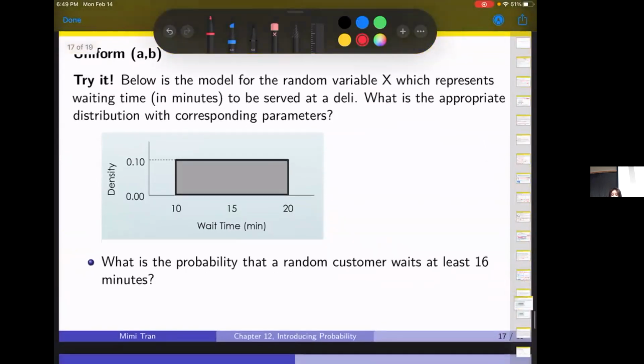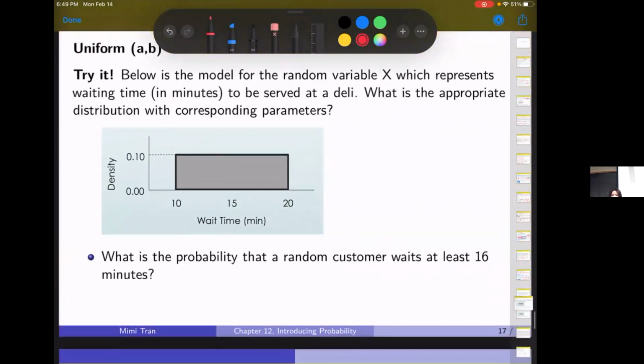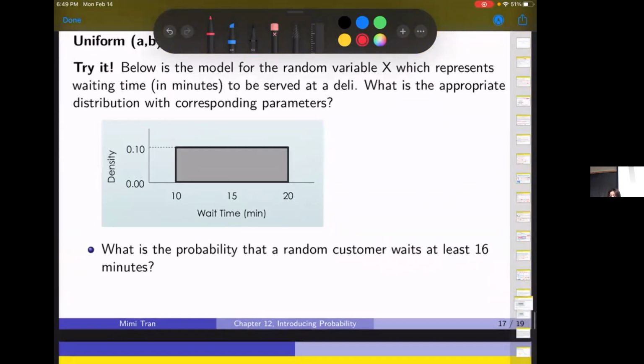So let's do this one. Below is a model for random variable X, which represents waiting times in minutes to be served at a deli. Have you guys tried the Zingerman sandwich shop in Ann Arbor? I waited there and I constructed this probability. It's overrated, overpriced. I just wanted to know what it is, but I wouldn't pay that again.